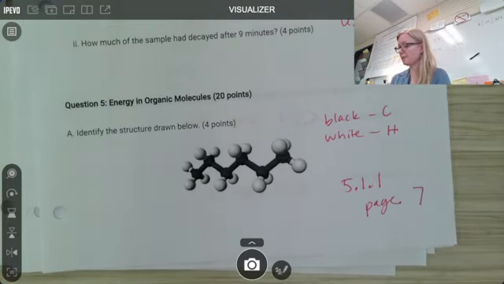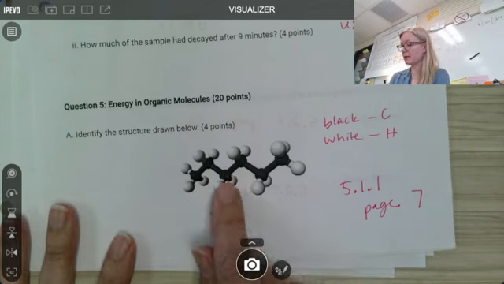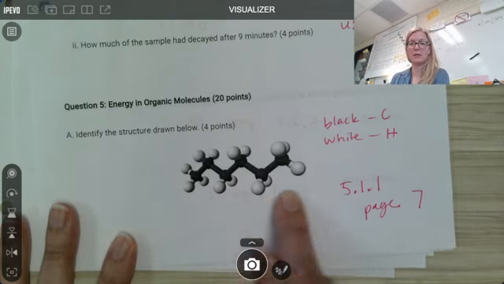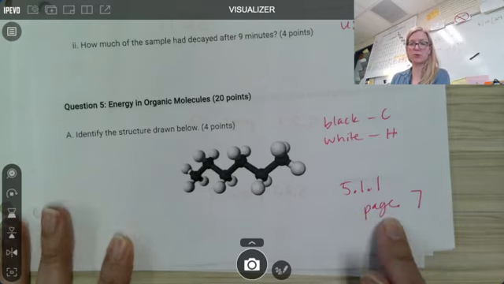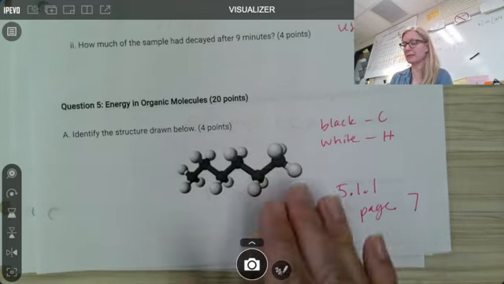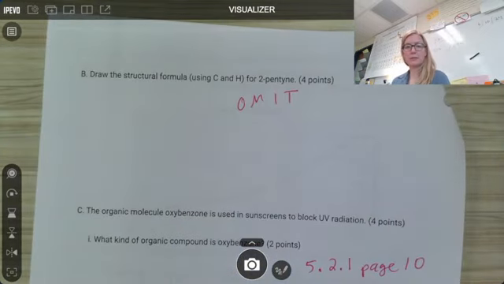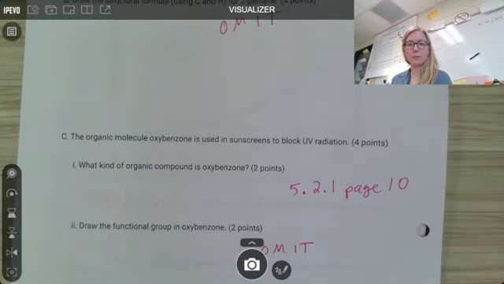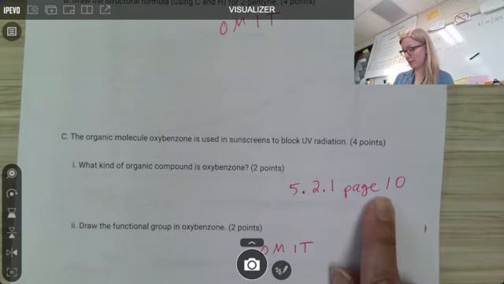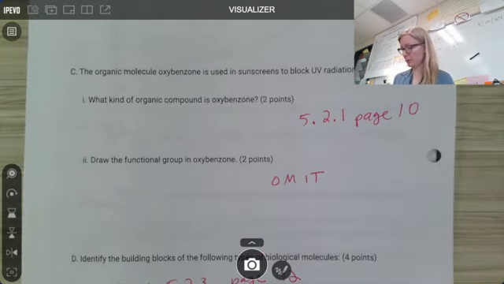For question 5A, remember the black balls represent carbon and the white ones represent hydrogen. So with that in mind, you can look in the chart on 5.1.1, page 7 to figure out the name of this molecule. Part B you can omit. Part C, number 1, is on 5.2.1, page 10. Part 2 you can omit.